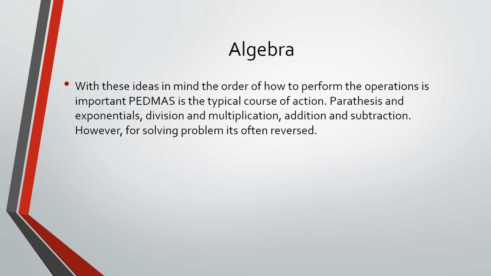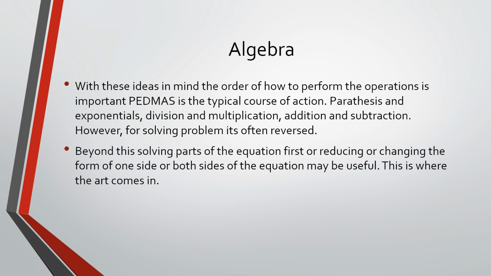With these ideas in mind, the order of operations to perform is important. So typically, like the PEMDAS you might have learned, which is parentheses, exponents, division, multiplication, addition, subtraction, is the typical course of action when you're solving a normal equation, okay? But for doing the algebraic steps, it will often be reversed, okay, depending on how it is. So this is where some of the artistry comes in, okay, where sometimes it's better to solve parts of the equation first, okay, by using these steps, which will make it easier to continue, okay, or reducing or changing the form of one side or both sides of the equation may be useful, okay?